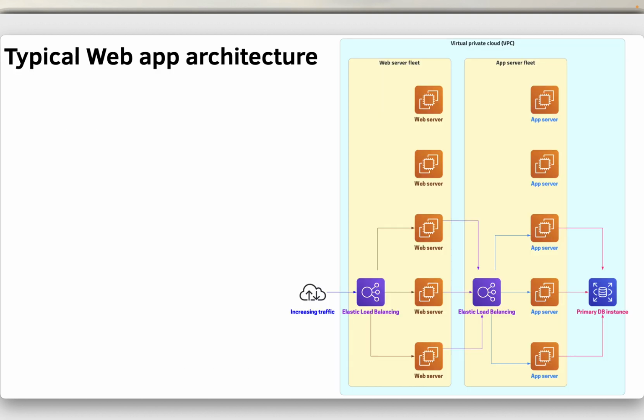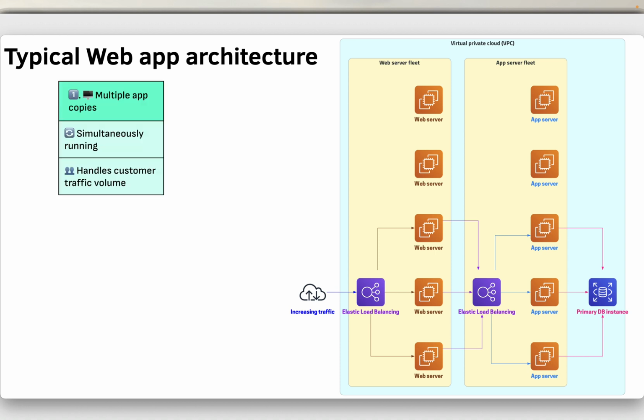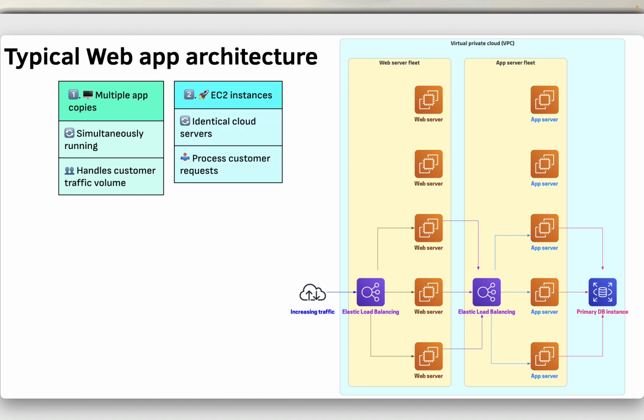So this is a typical web application architecture, and it is within one availability zone. So think of it as one single data center. So in a common web app scenario, multiple copies of the application run simultaneously to handle the volume of customer traffic, ensuring efficient service delivery. These multiple application copies are hosted on identical EC2 instances, which are cloud servers that process individual customer requests.